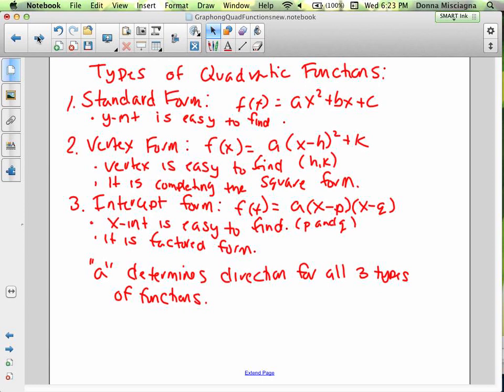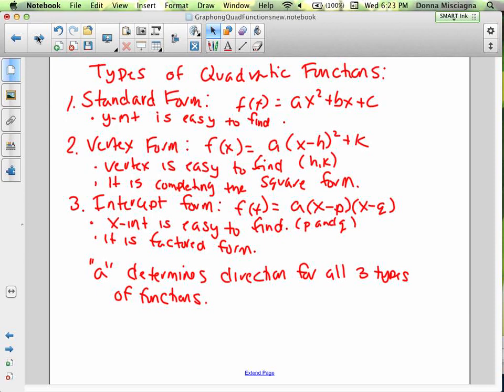We have vertex form. Vertex form is in the format f of x equals a times x minus h all squared plus k. You've actually seen vertex form when you were solving using square roots. You almost put equations into vertex form when we were completing the square, except we solved instead of writing it into vertex form. As you can imagine why vertex form might have its name, it's because the vertex is easy to find. It's the values h, k.